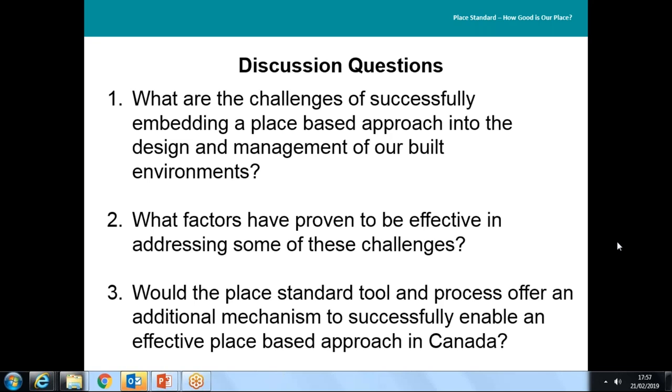Would the Place Standard tool and process offer an additional mechanism to successfully enable an effective place-based approach in Canada? So I'm not sure if anybody in the audience would be able to respond to that. People who might have more experience implementing programs or policies in their communities, do you think the Place Standard tool would offer an additional mechanism to help you enable an effective place-based approach in your community?